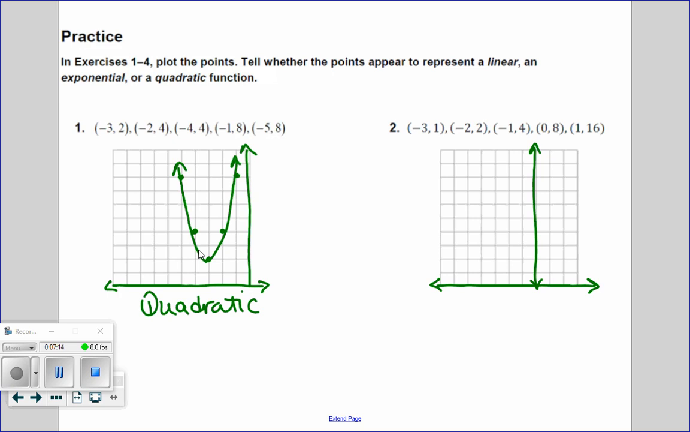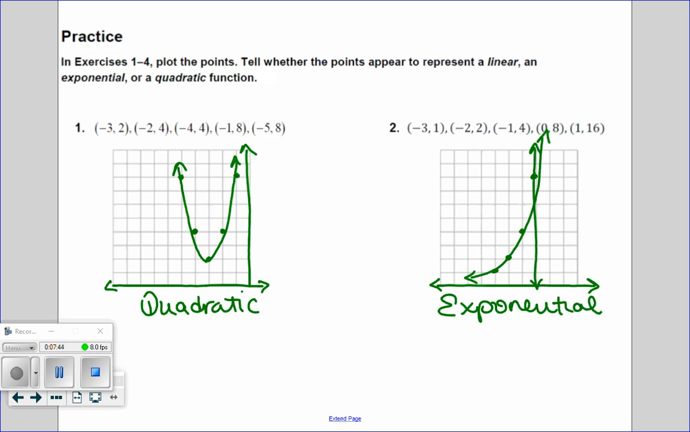How about number 2? If we plot here, we have -3, 8, +1, -2, +2, -1 up to 4, then 0 goes all the way up to 8, 1 would go up to 16. Doesn't quite fit for me. What are y'all thinking? Yes? Yeah, exponential, right? So this one definitely shows that one-sided curve pattern there, so exponential.